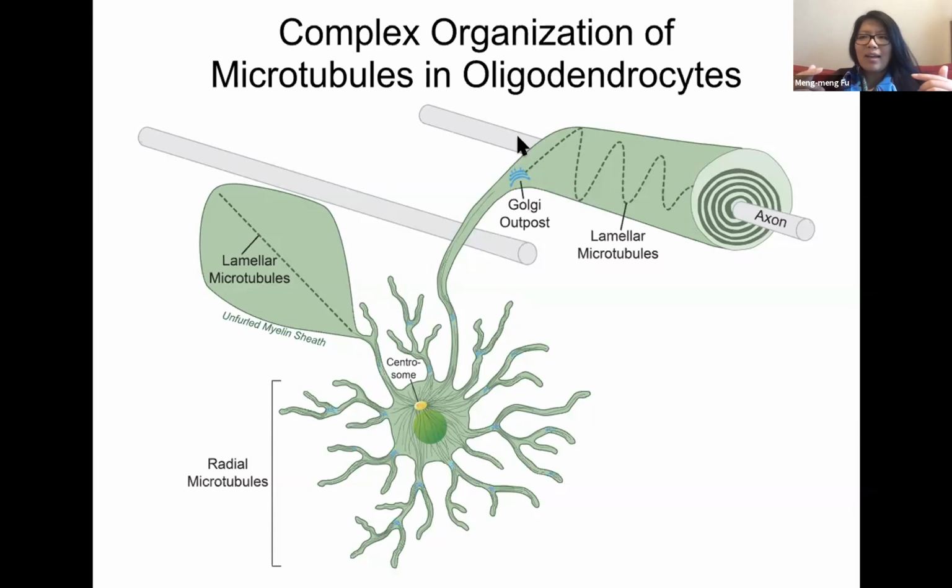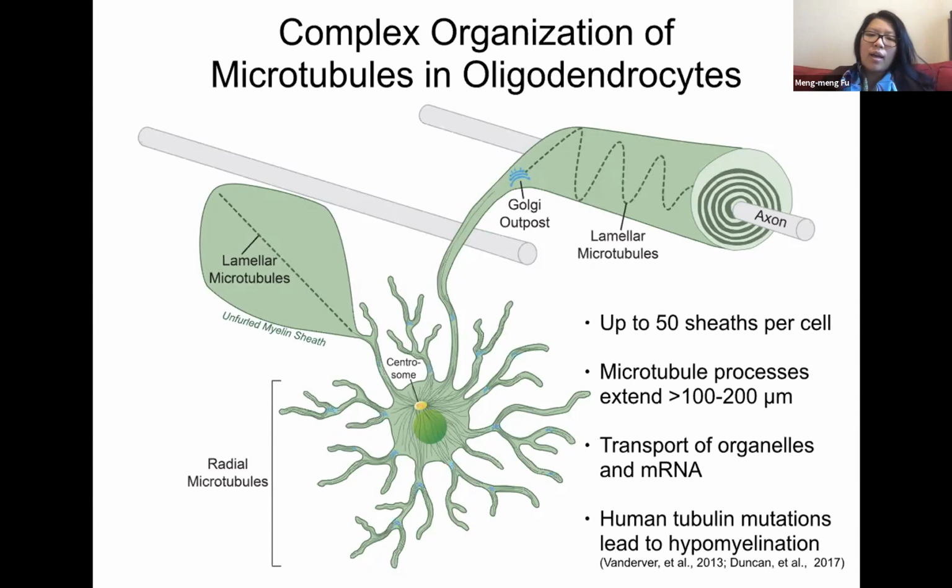And if you unfurl that long paper towel roll, like here in this cartoon, what you'll find are these lamellar microtubules, or the microtubules that are emanating from the outermost layer of that long paper towel roll all the way to the very inside of that paper towel roll that's juxtaposed with the axon. Of course, microtubules are quite important for oligodendrocyte function. Each cell can have up to 50 sheaths, depending on the cell type and the region in the brain. And these processes can extend greater than 100 to 200 microns in length.